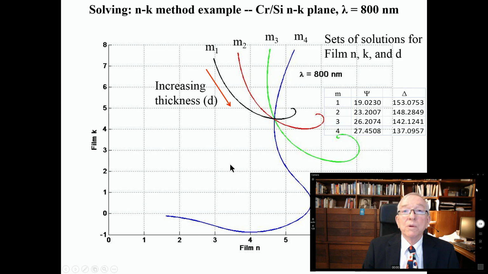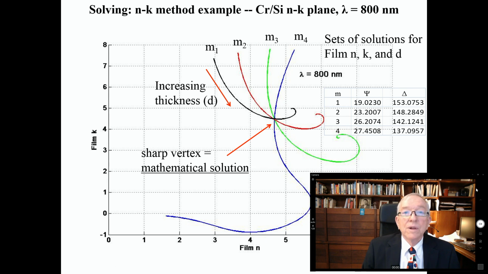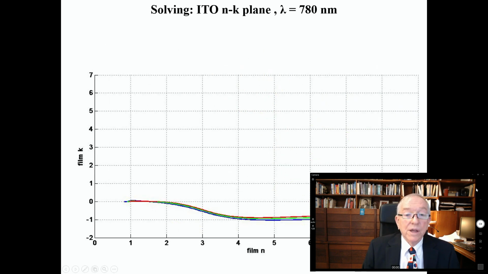This was on chromium on silicon data. And we see a nice sharp vertex. Ta-da! We're looking for a mathematical solution now, not for a fit. And it's done at a wavelength, not at a set of wavelengths. So let's turn to the ITO.